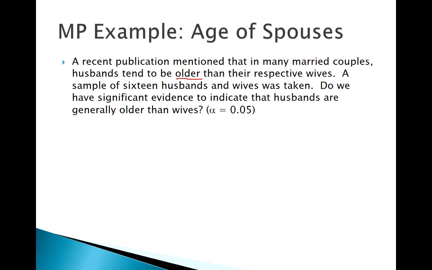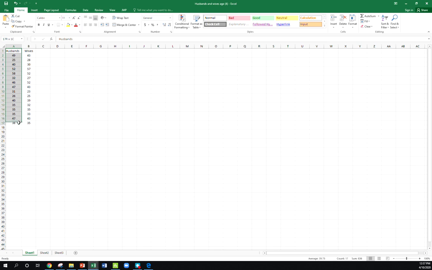0.05. All right, so first, we should be thinking, okay, I'm going to have two sets of data here. Let's take a look at the data. I've got husbands' ages and wives' ages, so two sets of data. We've got to think, is there some sort of relationship here? Is there some way I could match them up? Well, yes, here there literally is a relationship. Thinking about the couples overall, we have 16 couples, so we can treat this as matched pairs.